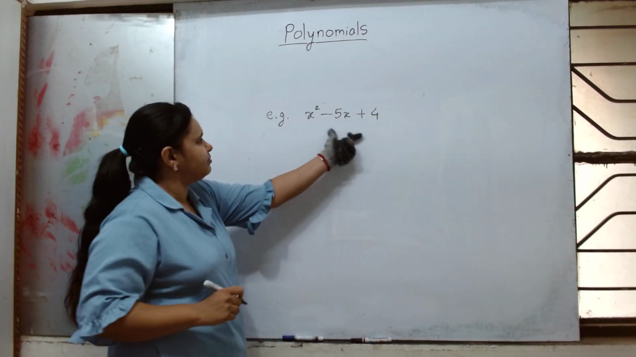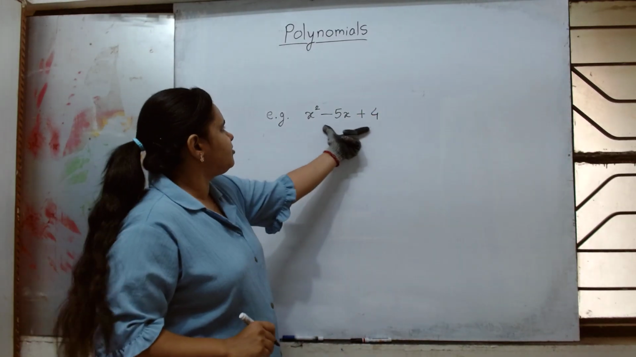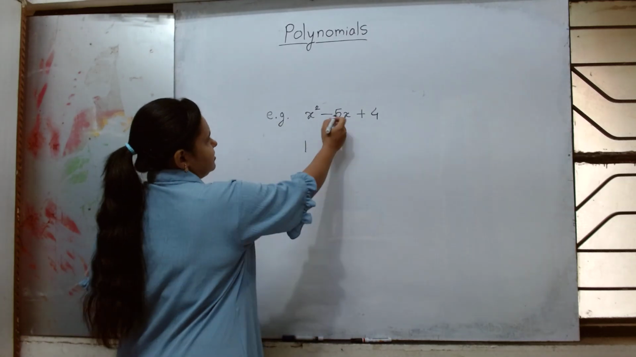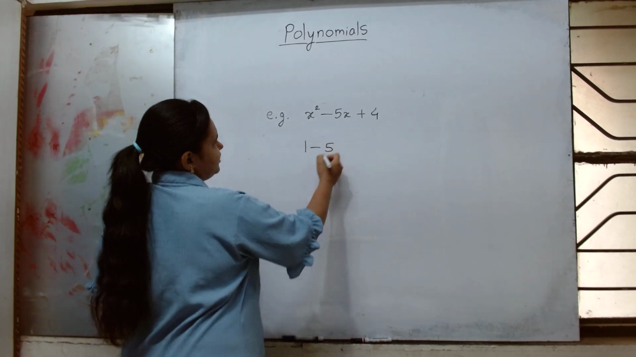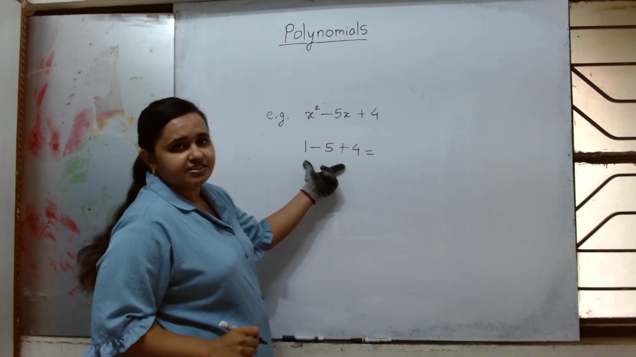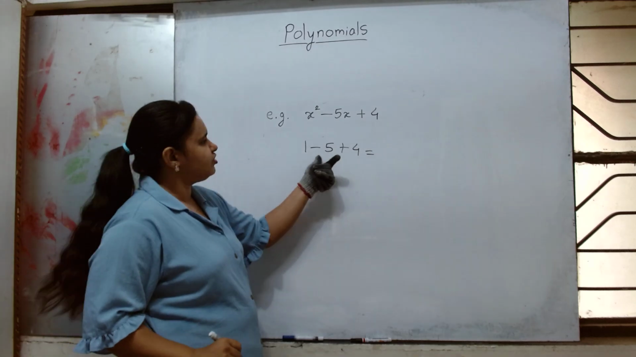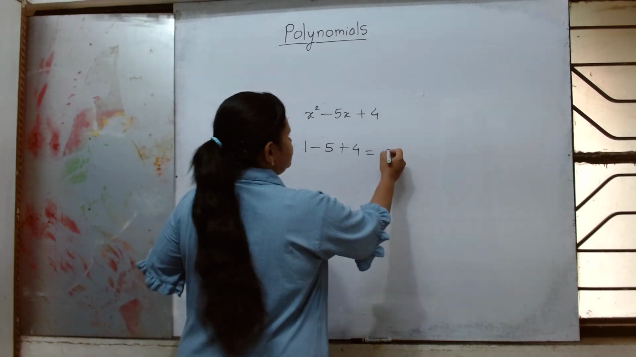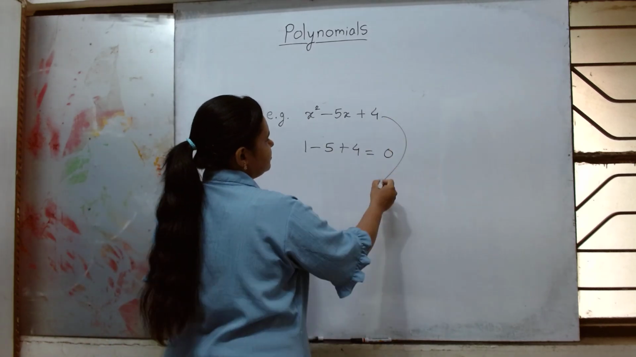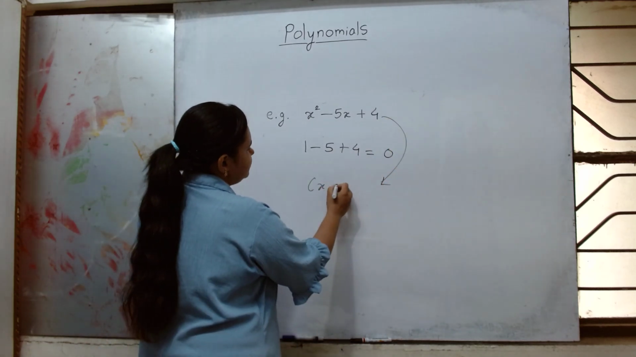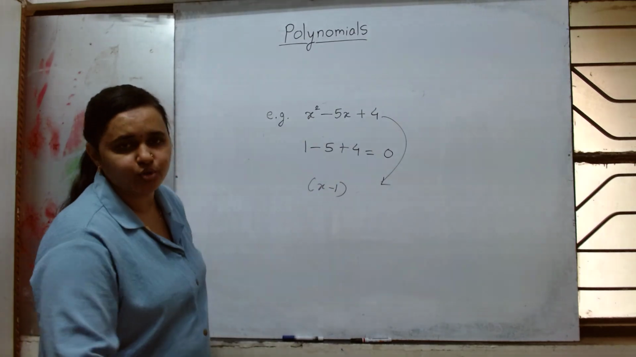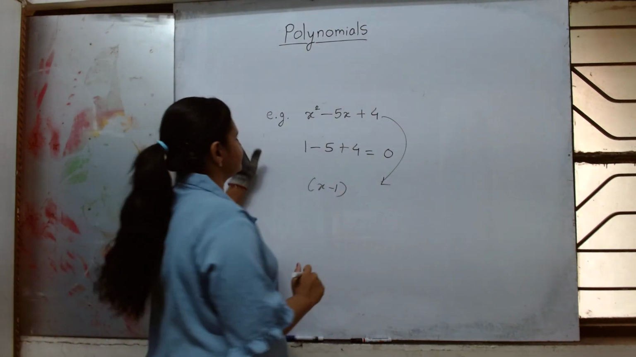If this is the example, we will take the sum of the coefficients. X square's coefficient is 1, x coefficient is minus 5 and plus 4. What is the sum? 1 minus 5 is minus 4 plus 4 is 0. So if the sum of the coefficients is 0, then x minus 1 will be the factor of this polynomial. So it is the true statement. Okay.